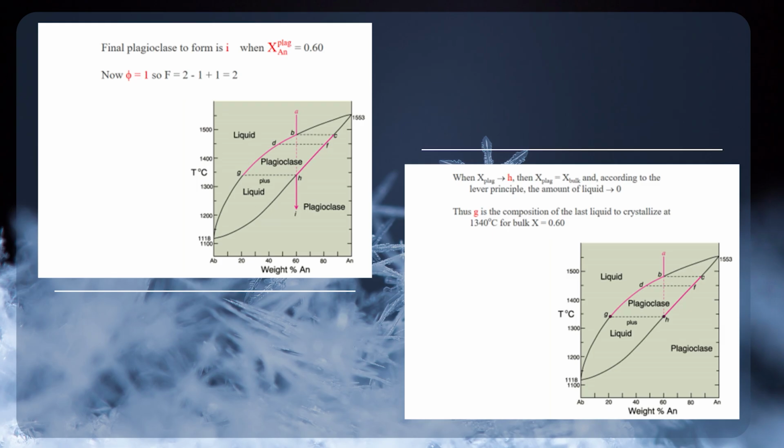Thus G is the composition of the last liquid to crystallize at 1340 degrees centigrade, bulk equal to 0.60. The final plagioclase to form is point I, when X plagioclase equals 0.60. Now P equals 1, so F equals 2 minus 1 plus 1 equals 2.